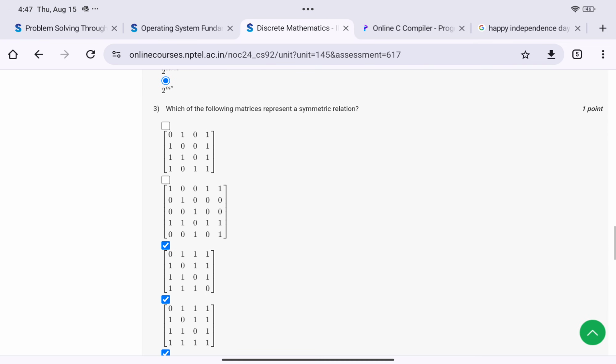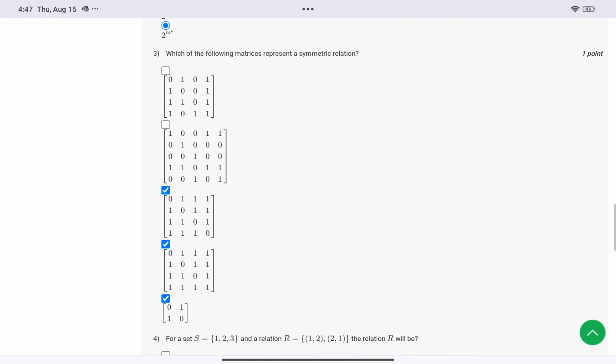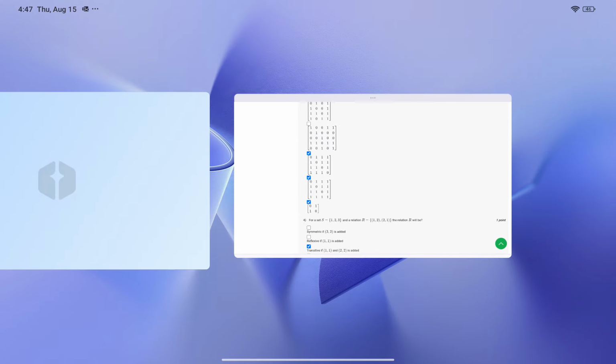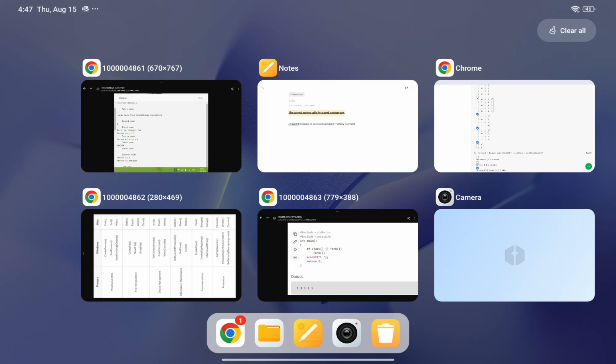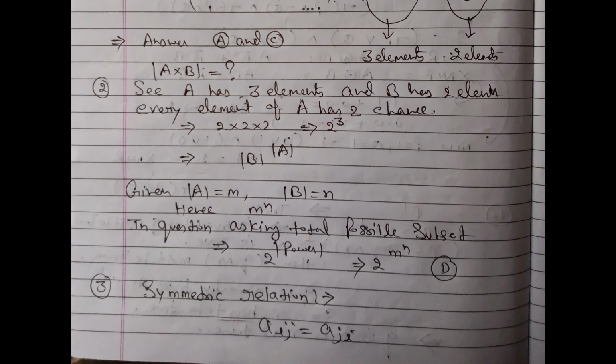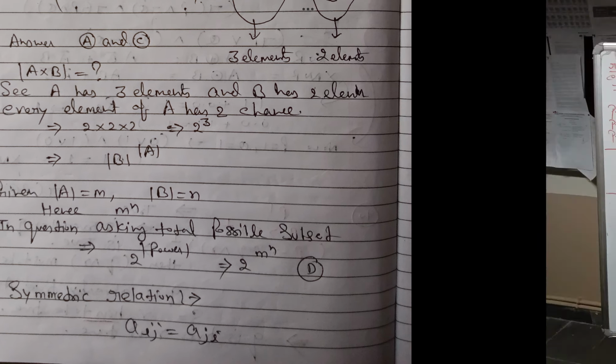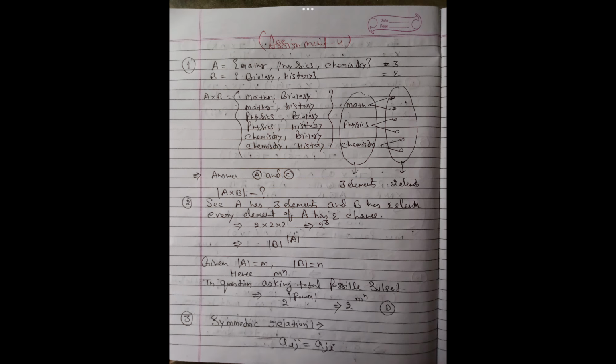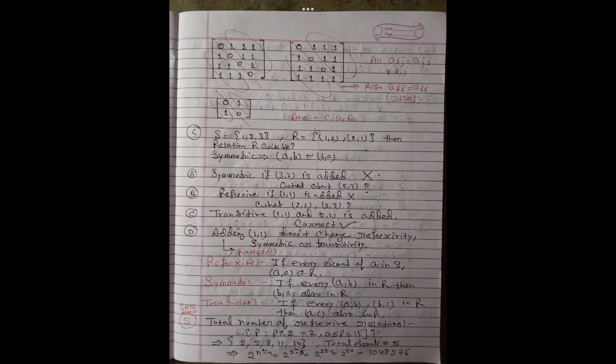Answer is D. Now which of the following matrices represent the symmetric relation? Now see here, what is actually symmetric? Symmetric means Aij is equal to Aji. Now the second, this question will be solved in the classroom.